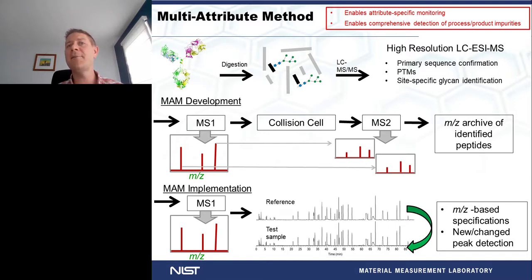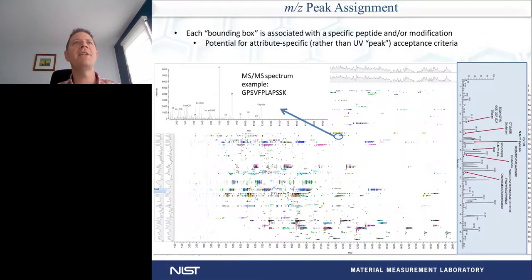So I can look at this test sample to do a couple things. So one, I can definitely look at each of those individual signals, ensure that on a mass to charge basis, we're getting the same relative abundance of certain attributes that I want to monitor. But also I can do new and change peak detection to directly compare the test sample to the reference sample without any preconceived notion of what the identities of those peaks are. So I'll talk about that in a little bit more detail in the next couple slides.